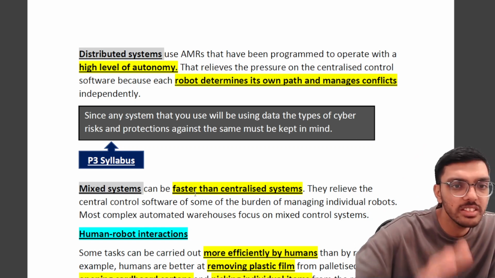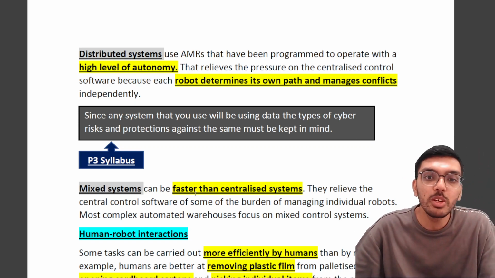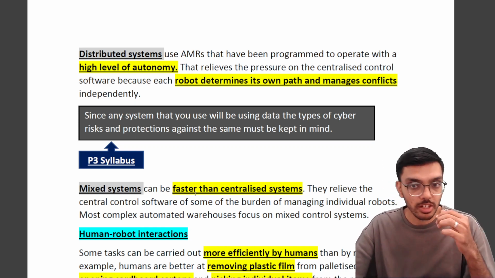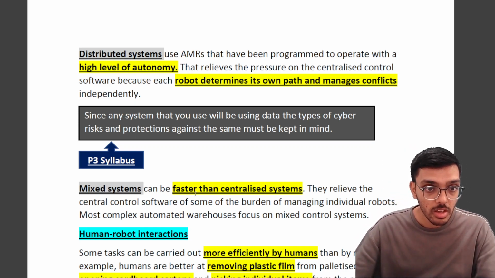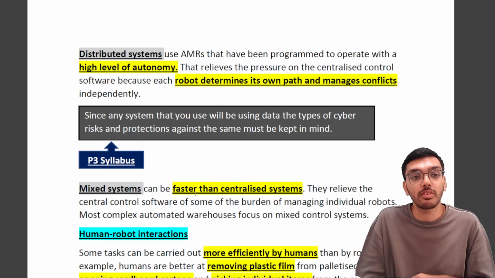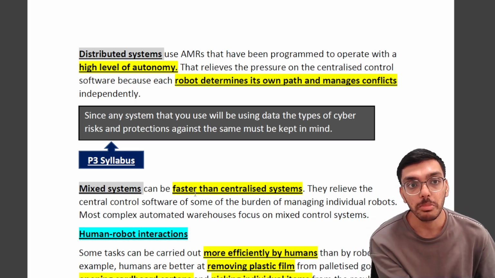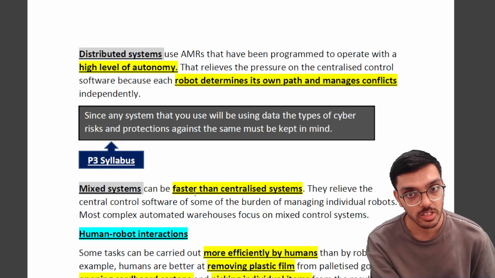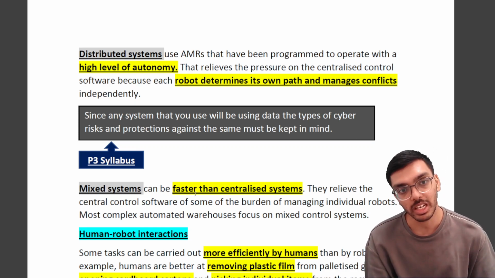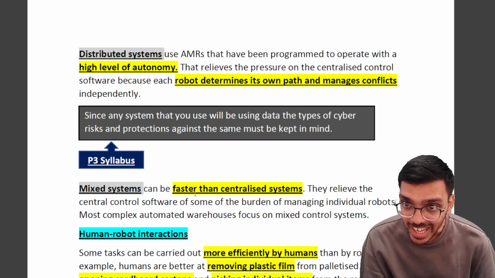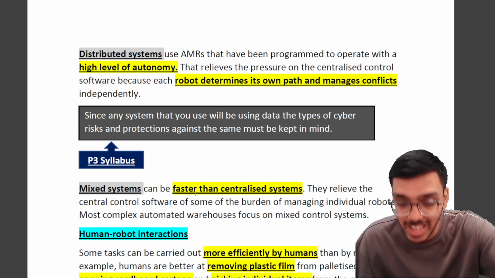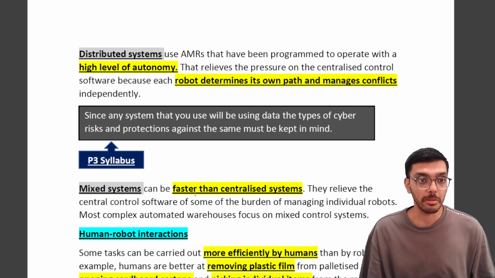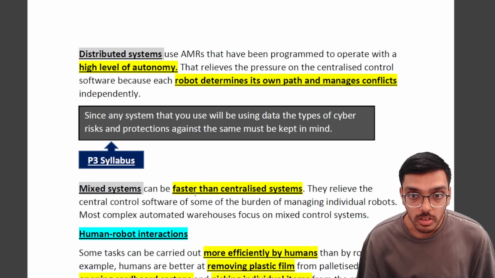Now, since any system that you use will be using data, the types of cyber security risks that your business can face and how you can protect yourself against the same must be kept in mind. P3 syllabus, because if it's one centralized system, it can be hacked. If it's individual AMRs, they are working on softwares that can be hacked. So what are we doing to be safe of cyber security risks?